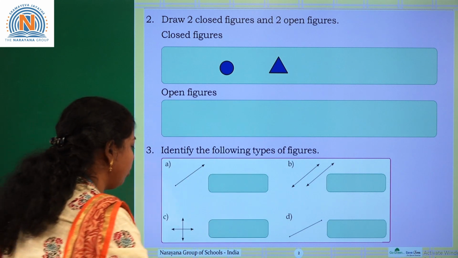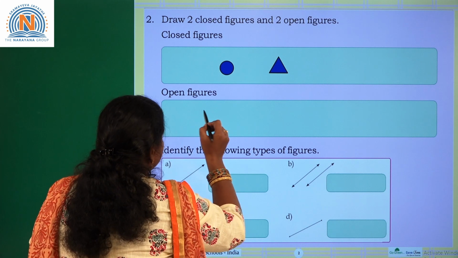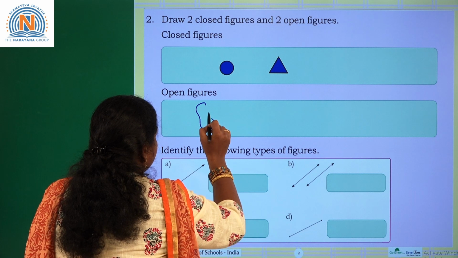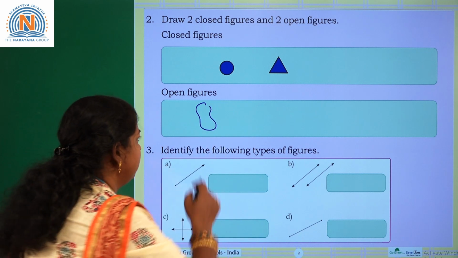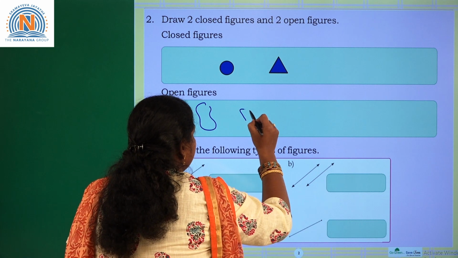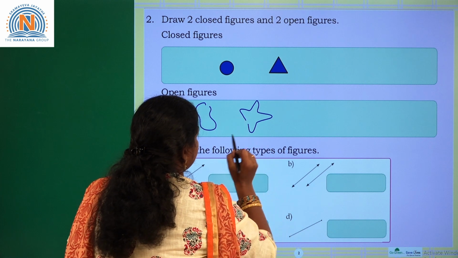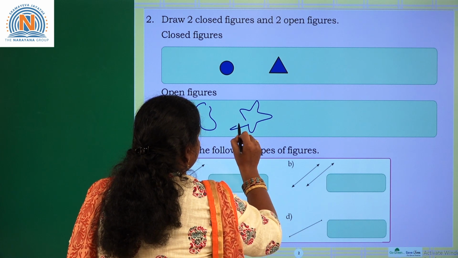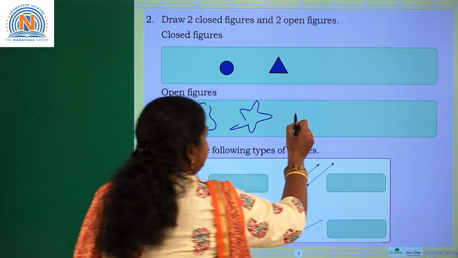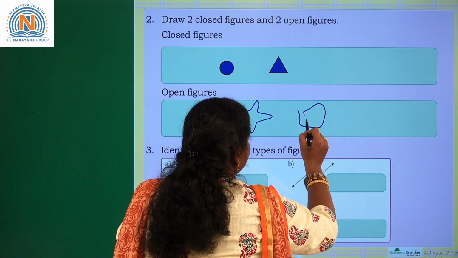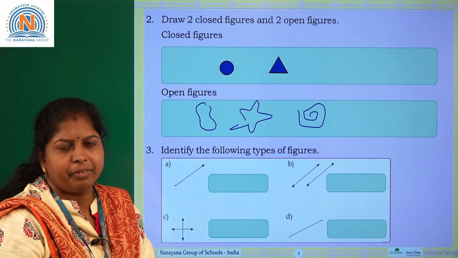How will you draw any open figure? There is some open, right? And again I will draw something like a star and I won't close it. This is an open figure. Or else you can take any parallelogram like this. This is also an open figure.